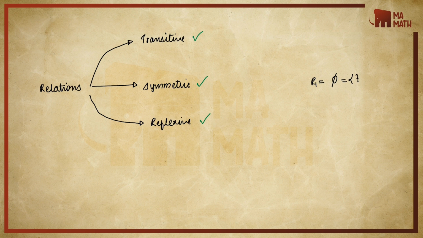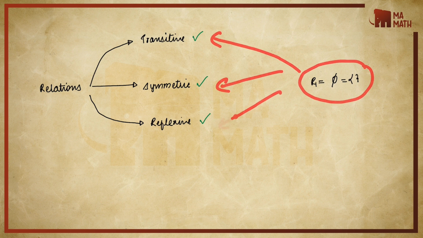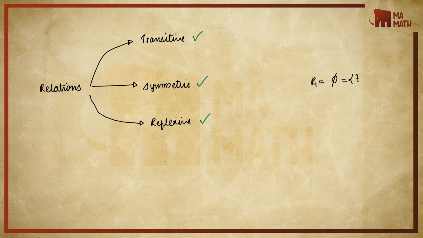Now my question is, if we have a relation R1 which is phi or the null relation, will this be transitive? Will this be symmetric? Will this be reflexive? I want to figure this out because in the exam they will ask if a relationship is transitive, or how many transitive relations are possible, how many symmetric relations are possible. So we must know if a null relation is transitive or symmetric or reflexive. So let's figure it out. Let's start with transitive.